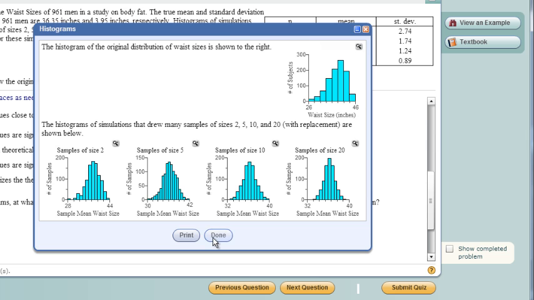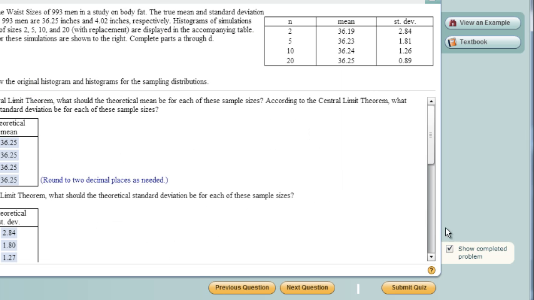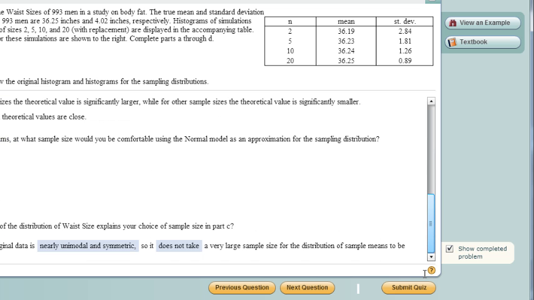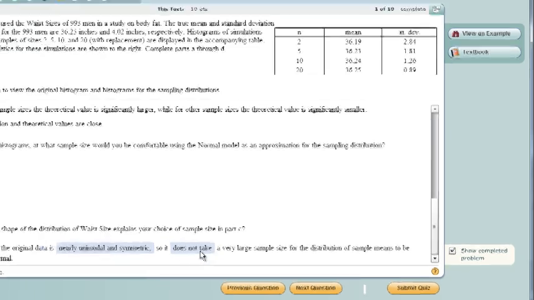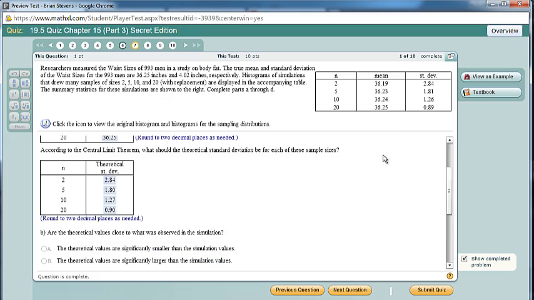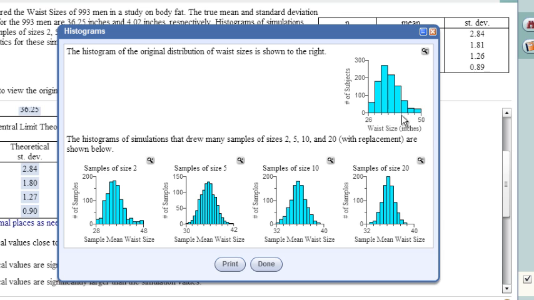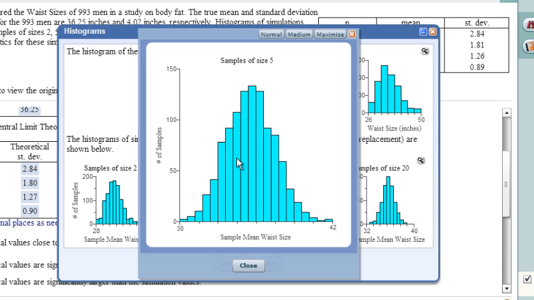But according to my Pearson, the all-knowing my Pearson, if we look at the completed problem, the answer is 5. And the original distribution was nearly unimodal and symmetric. It does have some skew, I know that, but because it's pretty normal to begin with, let's take a look at it. The original distribution was pretty normal to begin with. And because of this, it's not going to take a very large sample size to make the distribution of means normal. And actually, this one right here looks much nicer than the ones I usually see for sample size 5.